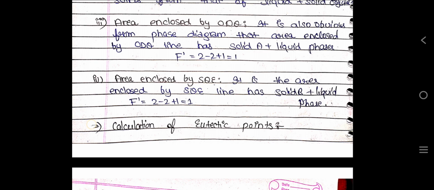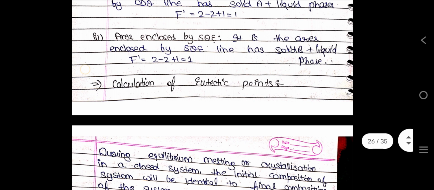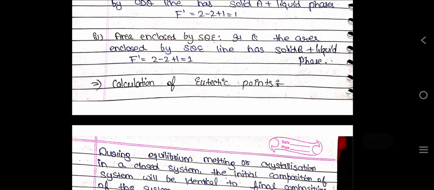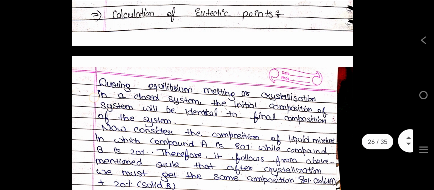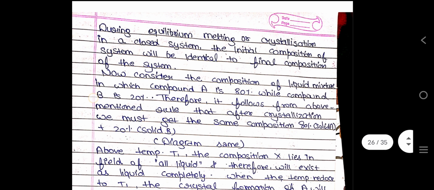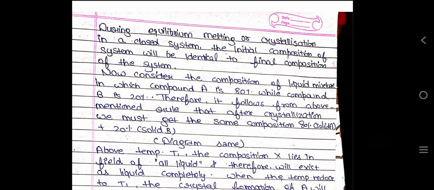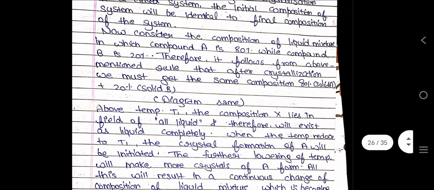Area below DQE: it is also obvious from the phase diagram that the area lying below the line DQE has two solid phases. F dash is equal to 1. Only 1 degree of freedom means that we can change the temperature without disturbing the state of the system. This curve DQ is also called the solidus because it separates the field of all solid from that of the liquid plus solid crystal.